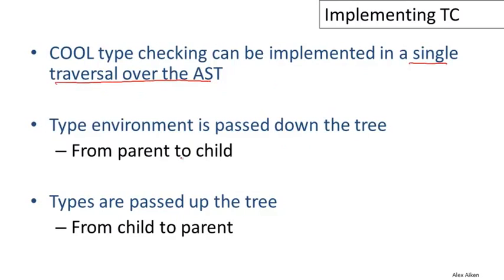There's the top-down phase, in which the type environment is passed down the tree. And then there's a bottom-up phase, in which the types are passed back up. So we start at the root of the tree with an initial type environment. This type environment is passed down recursively through the various nodes of the abstract syntax tree until we hit the leaves. And starting at the leaves, we use the environment to compute the types of each sub-expression, working our way back up the tree to the root.